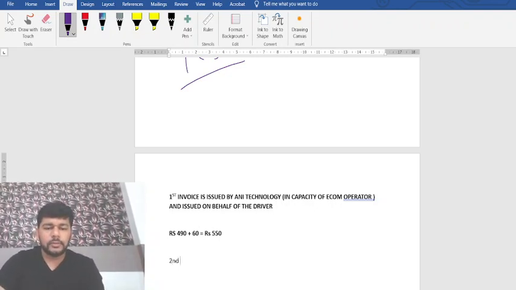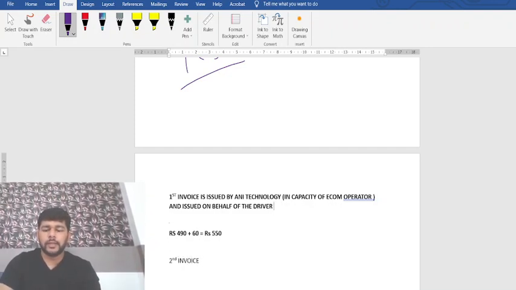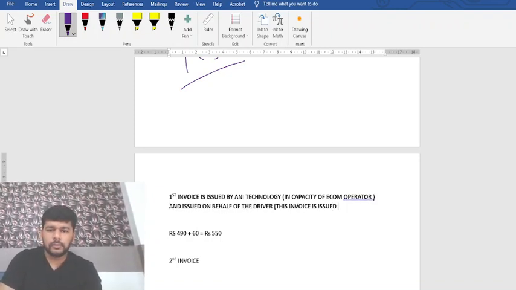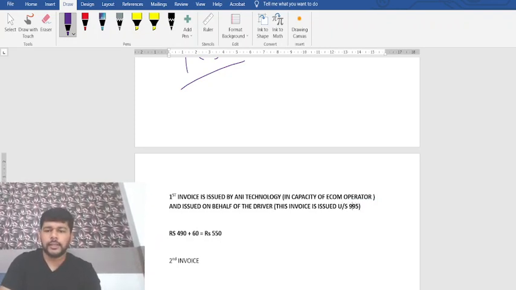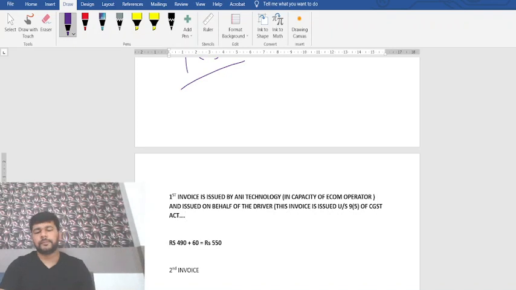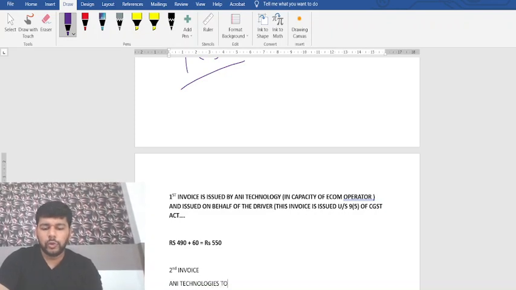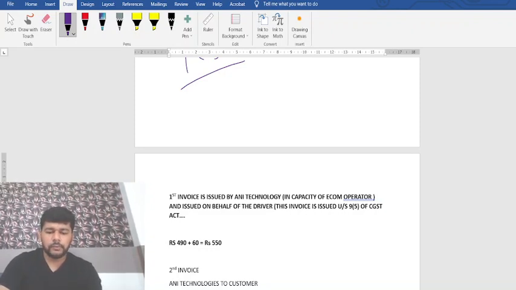The second invoice, and also mind you well that this invoice will be specifically mentioned as issued under section 9 subsection 5 of the CGST Act, ऐसा करके लिख के देंगे वो. The second invoice will be issued by ANI Technologies to the customer. Say, let's say this is of rupees 400 plus 50, 450.